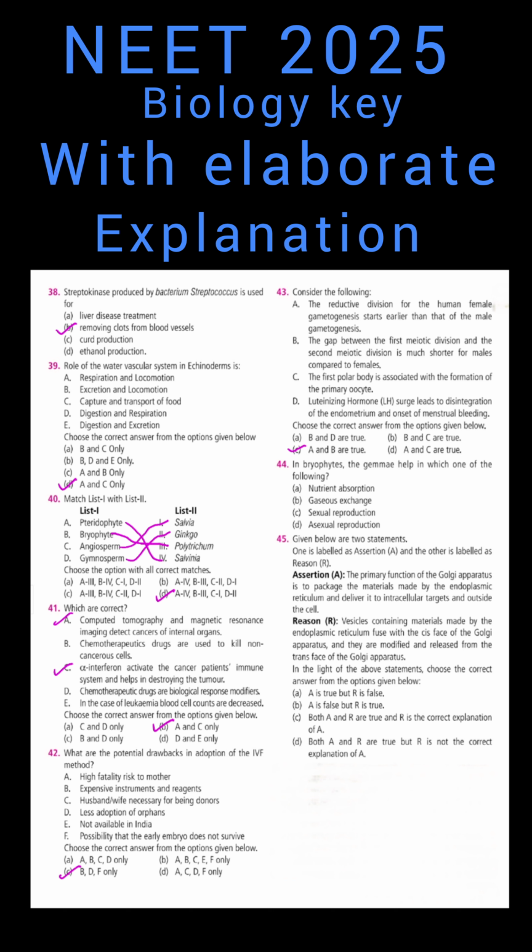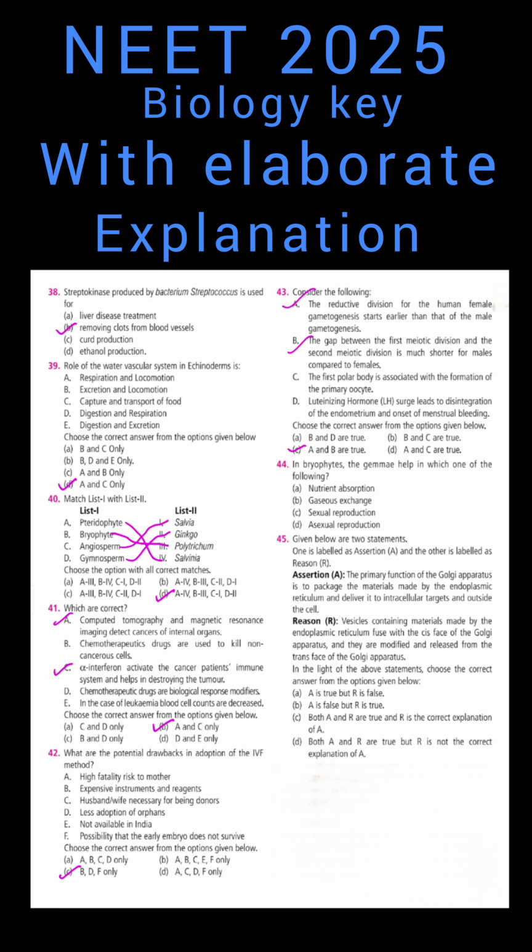Next, considering the following, among this the correct answer will be only A and B are true. The reductive division for the human female gametogenesis will start earlier than that of the male gametogenesis. And here we can say that the gap between the first meiotic division and second meiotic division is much shorter for males compared to the females.